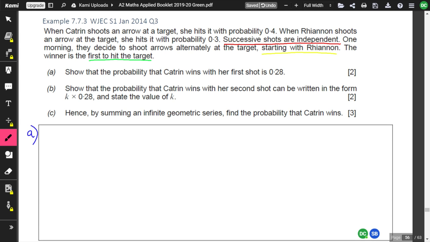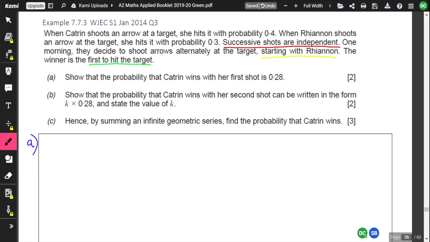Part A. Show that the probability that Katrin wins with her first shot is 0.8. So the key piece of information from the question is that Rhiannon starts. So in order for Katrin to win with her first shot, and the winner is the first to hit the target, we need Rhiannon to miss on her first go, but then Katrin to hit on her first go.